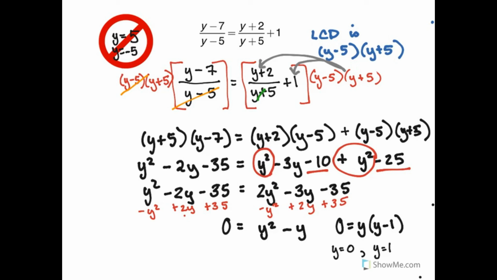Well, now I check. Are those my forbidden values? No. My forbidden values are 5 and negative 5. So this is a good solution. Y equals 0 or y equal 1.